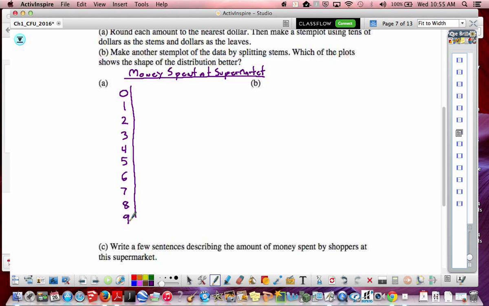What I also want to do is make a little key here to help us represent what the values mean. So I'm just going to put a 2 | 0 here that represents $20 spent on groceries.